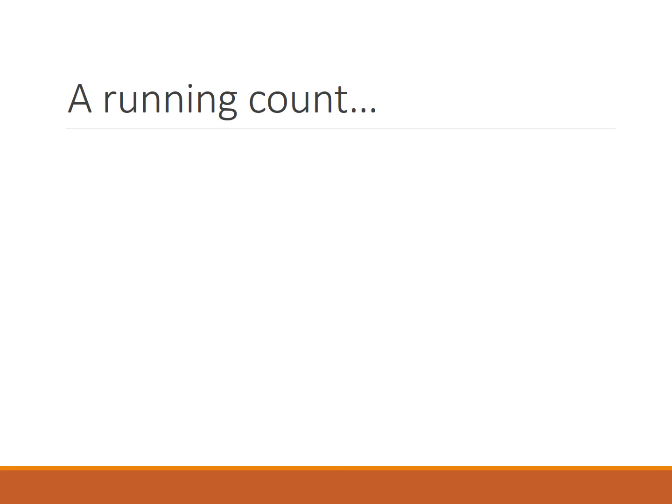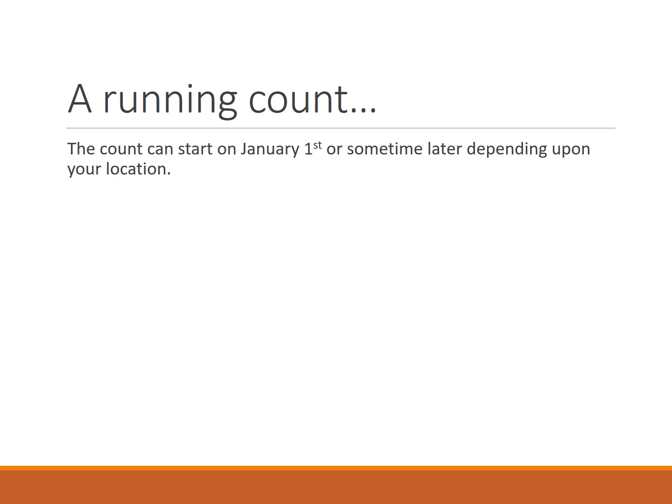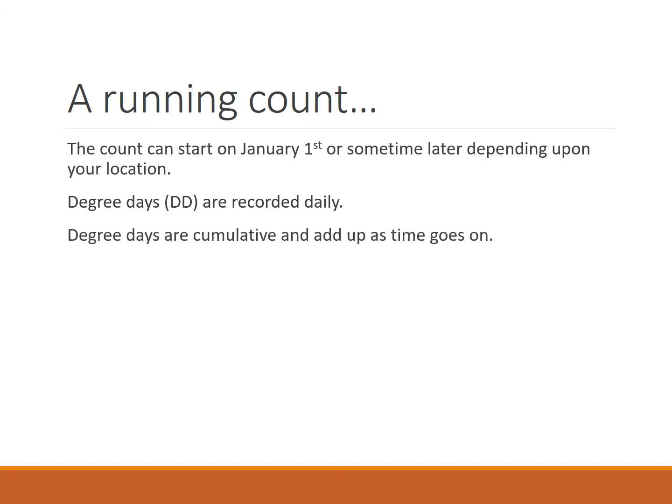When recording growing degree days, you're really keeping a running count. So when do you start recording? Generally speaking, you start the count on January 1st, or possibly sometime later, depending upon your location. Degree days are recorded daily. So if you're doing this yourself, you have to record the high temperature and low temperature every day beginning on January 1st to keep a running total of growing degree days. So they are cumulative and they add up as time goes on.